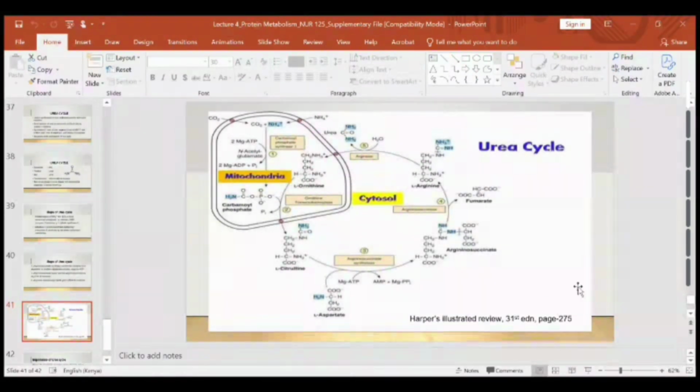So once you have argininosuccinate, it will be cleaved by argininosuccinate lyase to produce arginine and fumarate. Then arginine will again be cleaved using arginase to produce ornithine and urea. So you're having urea and ornithine. So this is the cycle. Ornithine will again be combined with carbamoyl phosphate to produce citrulline, and that is how the cycle goes.